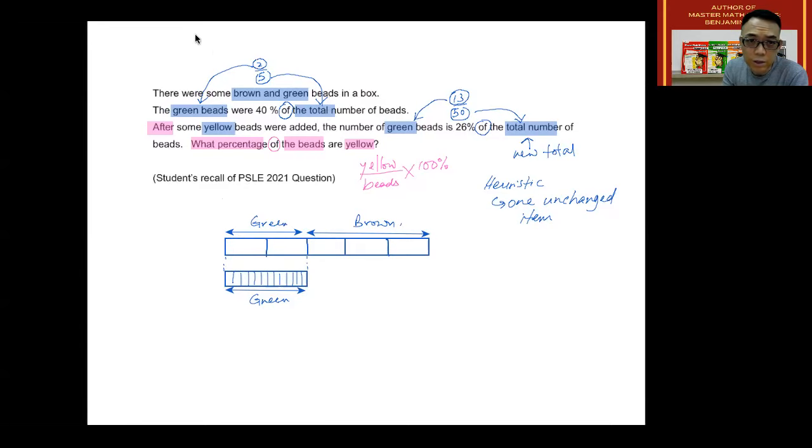Just going to very quickly write that in there. So this represents 2 units. And likewise, since this is 13, then I'm going to write 13 in here. So this is now 13 units.